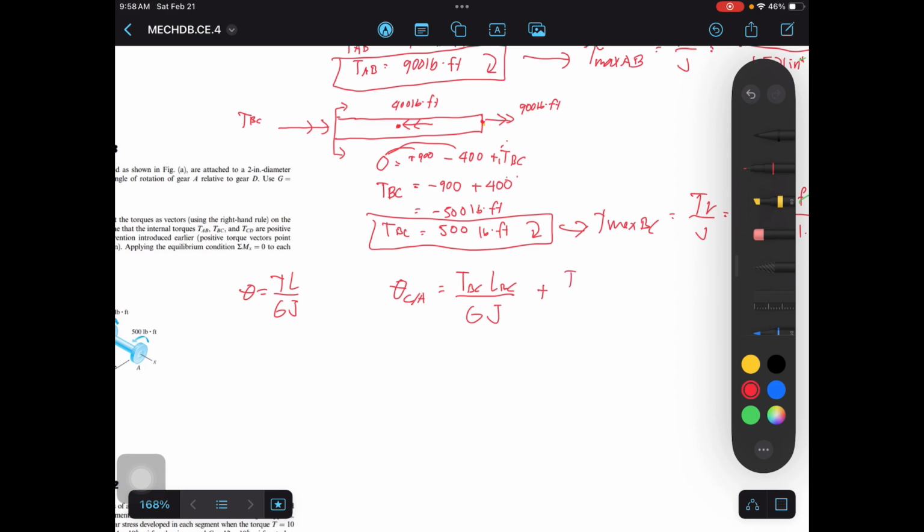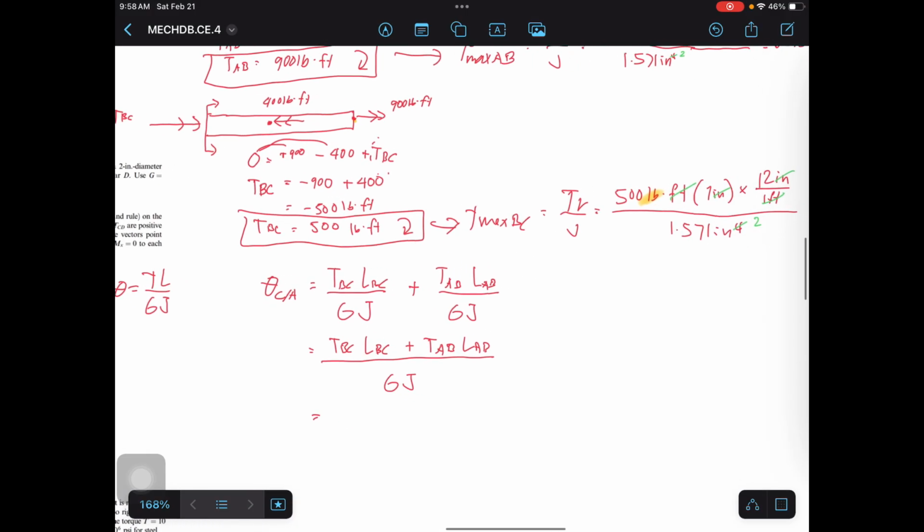Ano ang angle of twist for AB? So, ilagay mo yung T, torque sa AB, length ng AB, and then GJ. So, same lang sila ng GJ na. So, kung gusto mong i-simplify, magiging ganyan sila. Since isa lang kasi yung GJ nila, na? Same denominator. So, algebra natin yan. So, let's substitute now yung mga value ng variables.